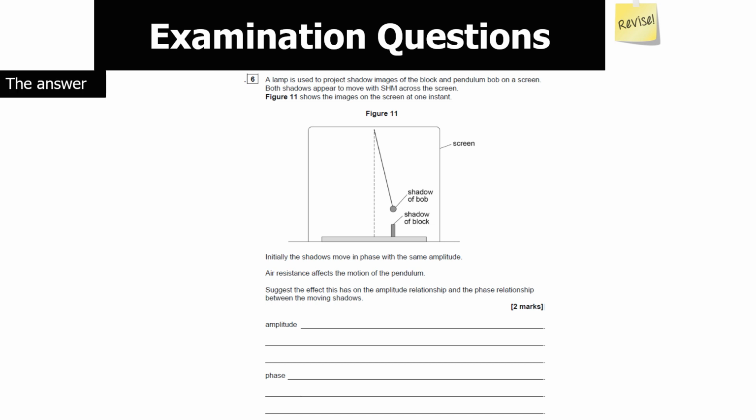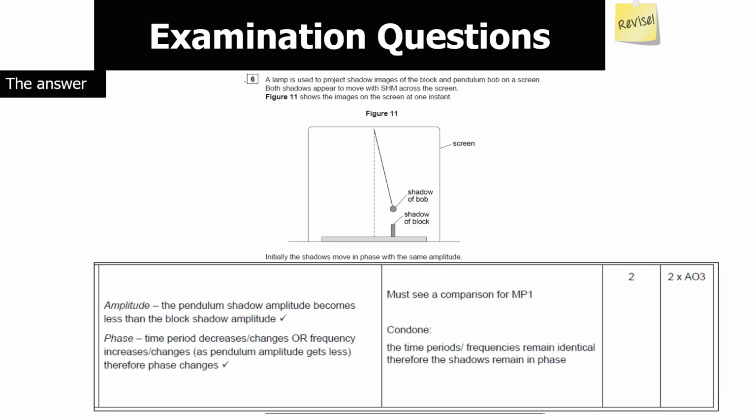Right, so you've got to think about what's taking place. If you have air resistance acting on the pendulum, the pendulum shadow amplitude becomes less because it's not going to move as much, as energy has been dissipated out of the oscillator into the surroundings via this air resistance. Also the time period would decrease and the frequency would increase, so that would give our phase change. If the time periods and frequency remained identical, the shadows would remain in phase. The time period is going to decrease because the energy has been removed from the system. It is being damped in that instance.